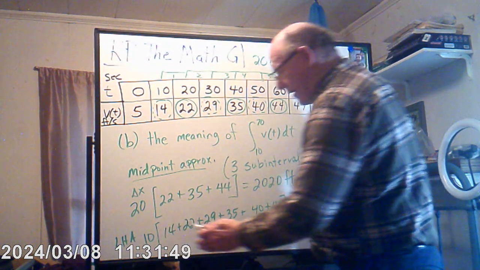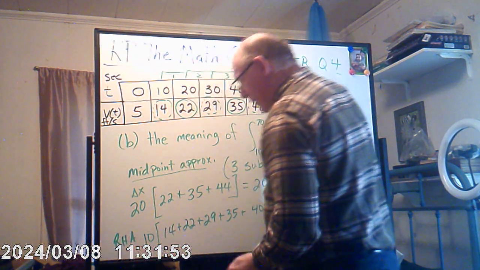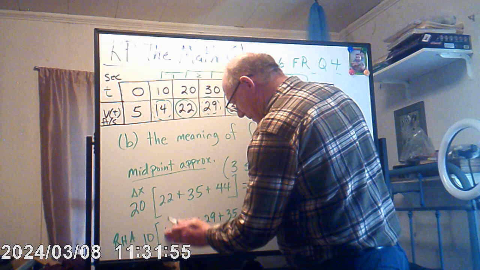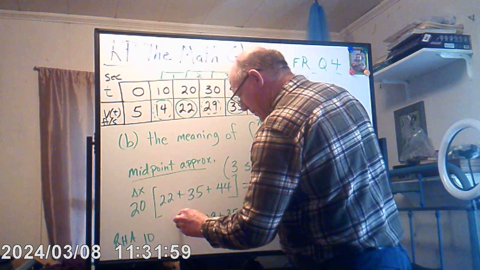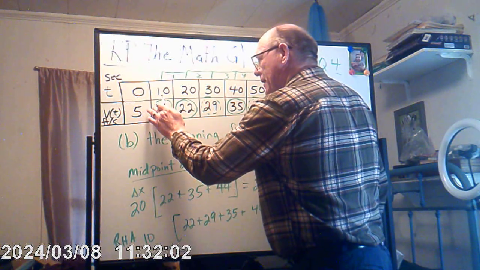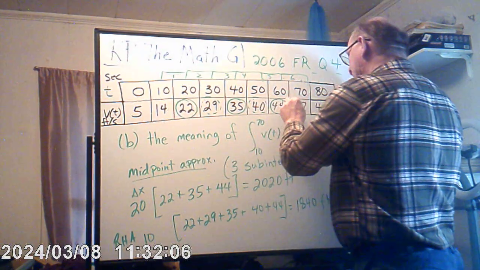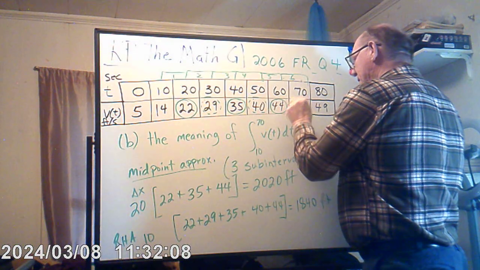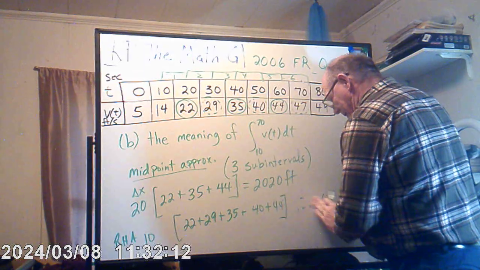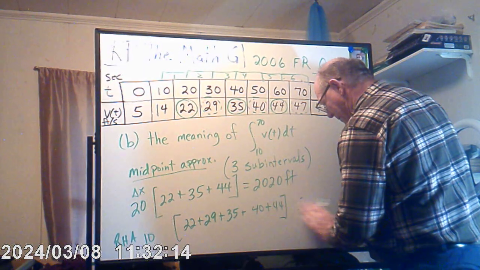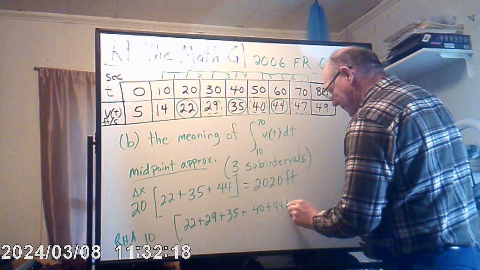If you're doing a right-hand approximation, I'm just going to erase this. You would leave off the 14, and you would start simply at 22. So in this case, you would leave off the 14, and you would go all the way. You would include the 47 on the end. So in this case, instead of ending at 44, we end at 47.